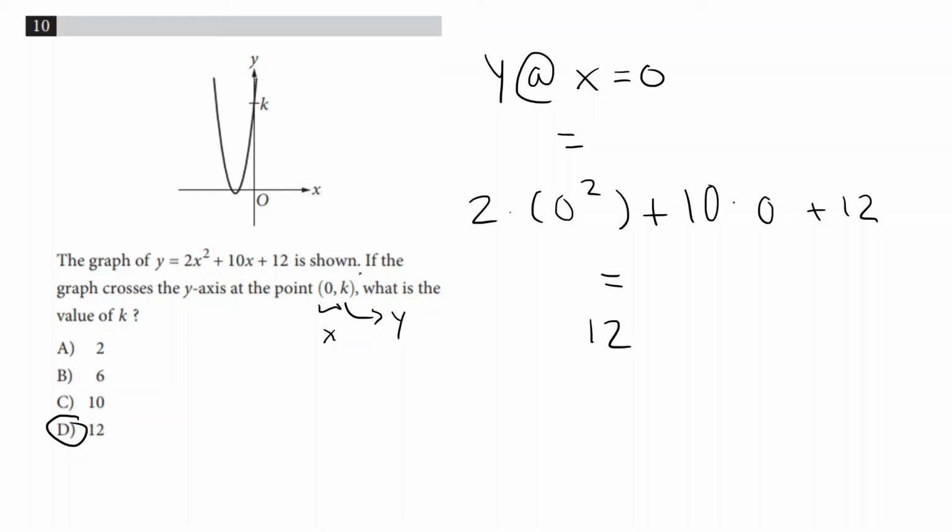Or you could just realize that this is the y-intercept, and the y-intercept for an expanded quadratic like this is just the last term, 12, since all the other terms involve x and would hence turn to 0 once you multiply them by 0. Okay? So, but this is the longer explanation for why that is true.